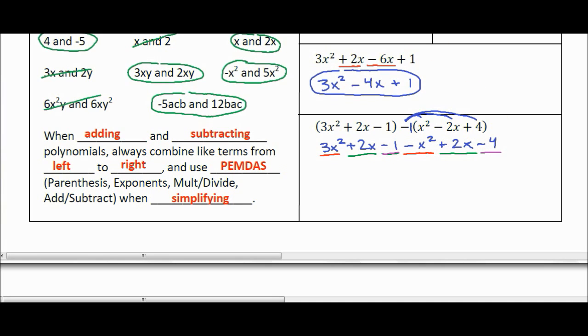Let's combine those. 3x squared minus x squared leaves us with 2x squared. If I have 3x squares and I give one away, I end up with 2. 2x plus 2x is 4x. And negative 1 minus 4, a negative minus another number just gives us a more negative number. Negative 1 minus 4 is negative 5. So there is our simplified expression using adding and subtracting of polynomials.